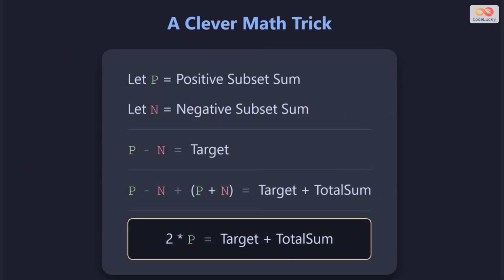We can optimize this significantly with a little math. If we group all positive numbers as p and all negative numbers as n, the equation becomes p minus n equals the target. By doing some algebra, we find that 2 times p equals the target plus the total sum.